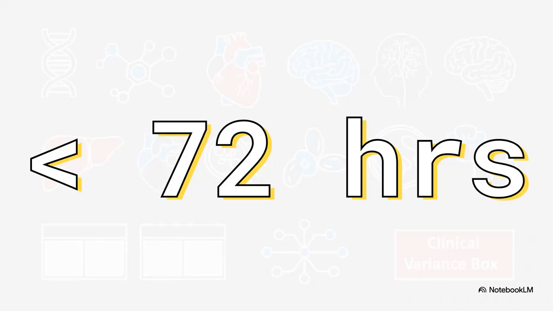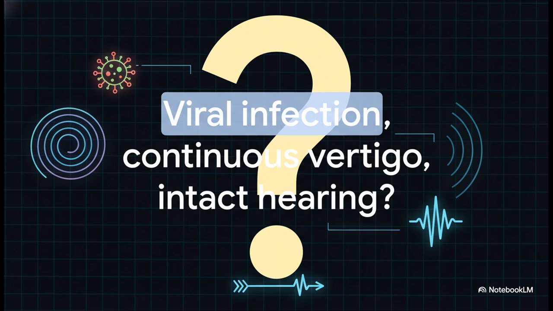For acute peripheral vestibulopathies, like vestibular neuritis, we have to recognize the absolute therapeutic window. Corticosteroids must be administered within 72 hours of symptom onset to maximize vestibular recovery. If you miss this window, you're severely compromising the patient's neurologic compensation. Let's apply this directly to an integrated assessment.